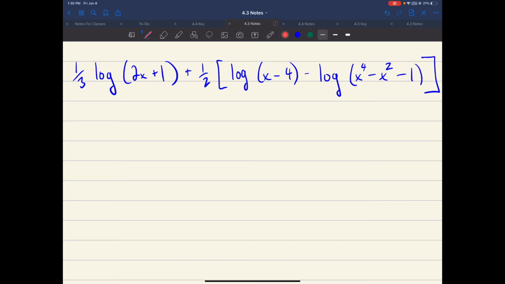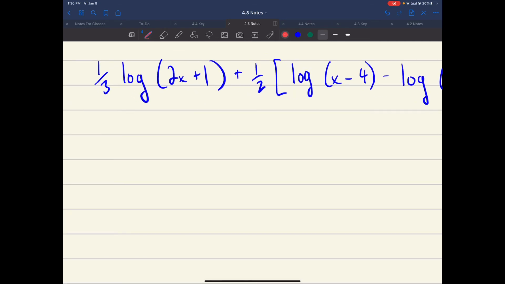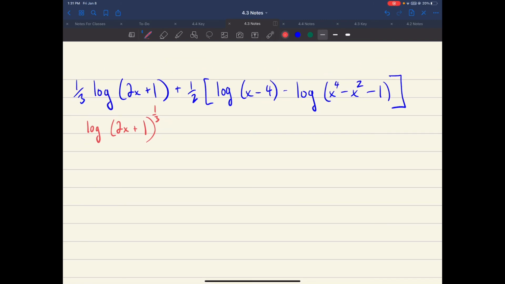So this looks messy, but if you go slow, it's just applying the same laws over and over again. So for the first part, we'll put the 1/3 back. So it would be log of 2x plus 1 raised to the 1/3. With the next part, this 1/2 I can't put back yet, so what I'll do is first work with what's inside of the bracket. So inside the bracket, we have a subtraction sign there. So I can write this as 1 log. It would be log of x minus 4 divided by x to the 4th minus x squared minus 1. That's all inside that log.